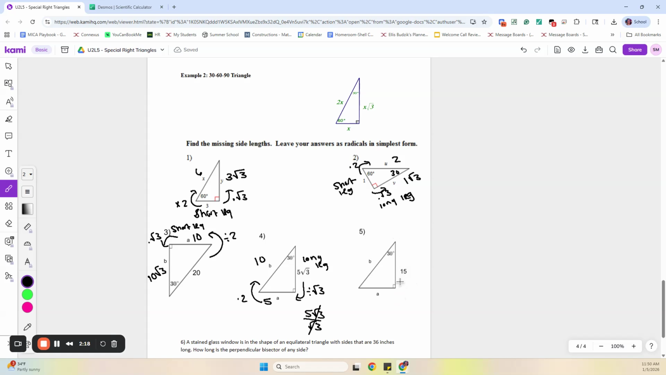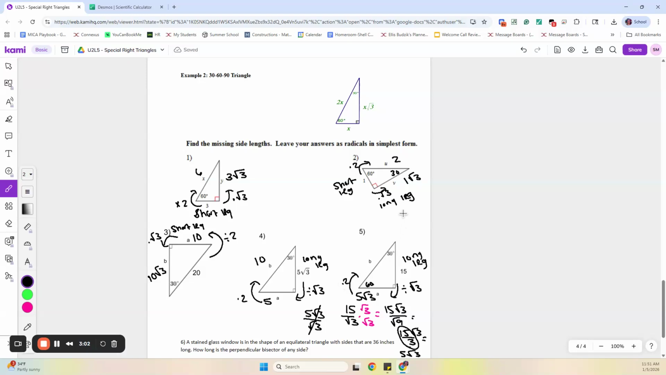For the last one, again, they're giving us our longer leg. This longer leg is across from 60 degrees. So this 15 is my long leg. In order to go from long to short, I usually times by root 3, but now because I'm going backwards, I'm dividing by root 3. So I'm going to do 15 divided by root 3. Now, I do not want roots in my denominator. So in order to get rid of those, I'm going to multiply by that root on the top and the bottom. I get 15 root 3 on top, divided by root 3 times root 3, which is root 9. Square root of 9 is 3. And then I get 15 divided by 3, which is 5. So that means my short leg value is 5 root 3.